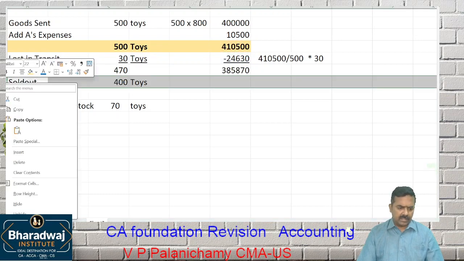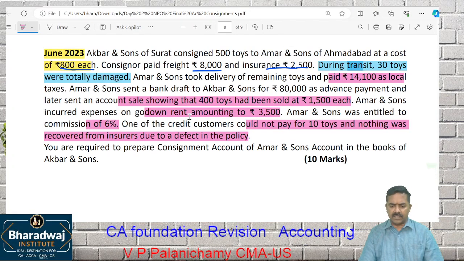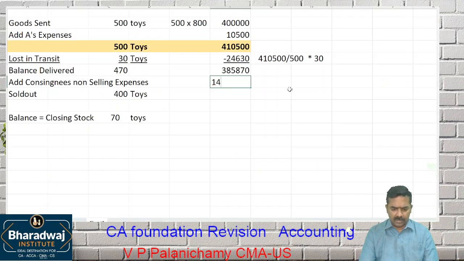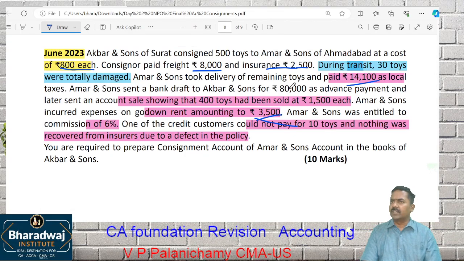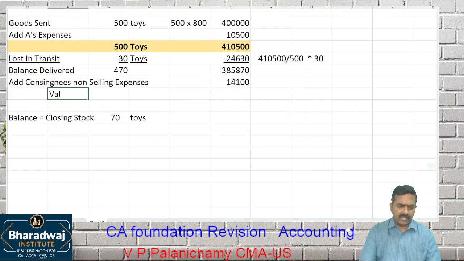Okay. Then add consignee's expenses. Which expenses? Non-selling expenses. Godown rent is there, local tax is there. On delivery he paid the local tax. How much local tax has he paid? 1,400. That is spent before the goods reach the godown, so that will be included. 14,100. Will he include the godown rent? No. So this will give us the value of toys delivered.